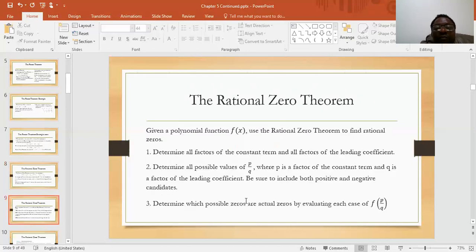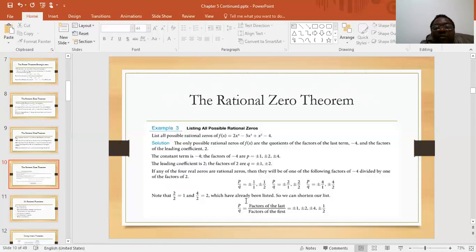Let's look at an example. So in general, how do we use the rational zero theorem? First, determine all the factors of the constant term and all the factors of the leading term. So determine all possible rational values, p over q, where p is a factor of the constant term and q is a factor of the leading coefficient. Be sure to include both positive and negative candidates. Then determine which possible zeros are actually zeros by evaluating f of p over q.